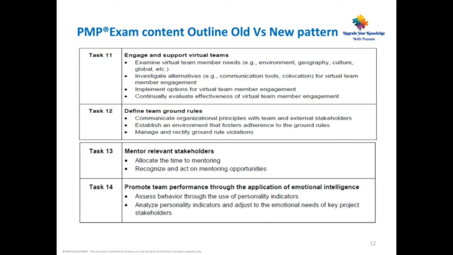So you can expect two more questions on these team ground rules. Task 13, mentor relevant stakeholders: allocate the time to mentoring, recognize and act on mentoring opportunities. Task 14, promote team performance through the application of emotional intelligence: assess behavior through the use of personality indicators, analyze personality indicators and adjust to the emotional needs of the key project stakeholders. If you come across all these tasks, as I mentioned, this was there in the old pattern also, so nothing to worry, just revise the resources which you had and you can continue your exam preparation.